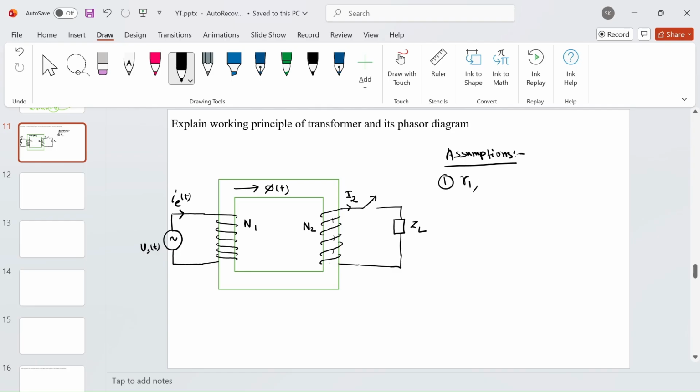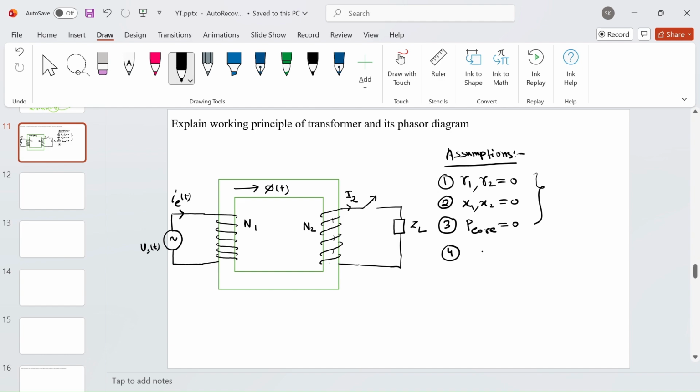So primary winding resistance and secondary winding resistance are simply zero, and the leakage reactance of the primary circuit and secondary circuit, these two are also zero. And the core loss of the transformer core is also zero. Okay, there is no hysteresis associated with the BH curve. These are the assumptions, and also I'm assuming my core of the transformer has a linear BH curve.